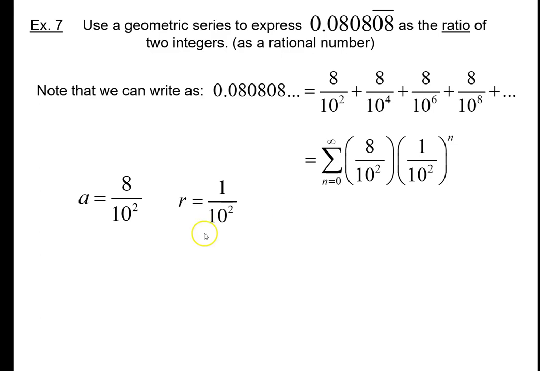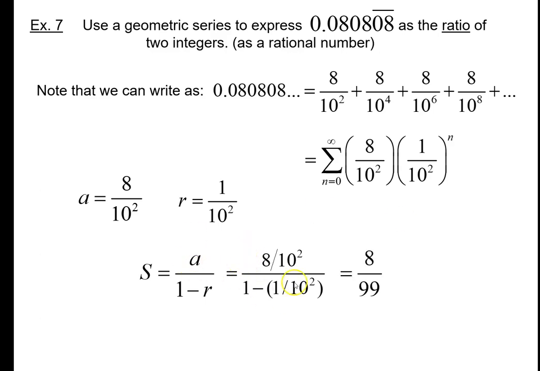And so our common ratio is 1 over 10 squared. Since that's less than 1, of course, this is going to converge. So I'm going to use the infinite sum formula, a over 1 minus r. So we have 8 over 10 squared as the initial term, divided by 1 minus 1 over 10 squared. If we clean that up, do some simplification, we get 8 over 99. If you get your calculator out and do 8 divided by 99, it'll give you this decimal.